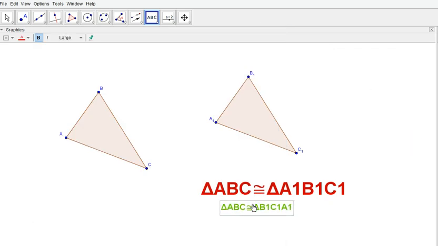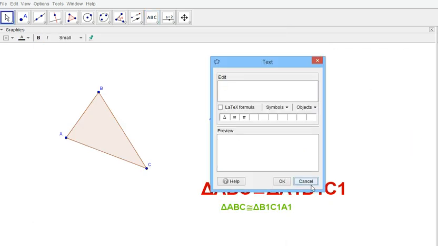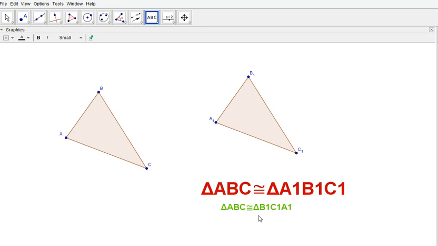You say, well, why wouldn't this work? Because after all, you told us B1, C1, and A1 would be a proper name for this triangle. It would be a proper name for this triangle. However, this is very important. I have to have it in the same order. AB has to correspond with A1, B1. So if I call this triangle B1, C1, A1, then I have to call this triangle BCA.